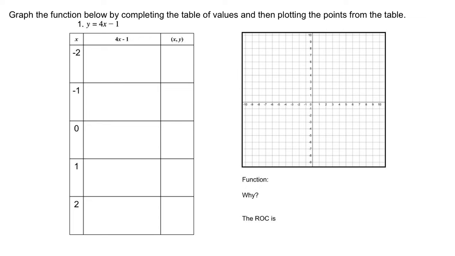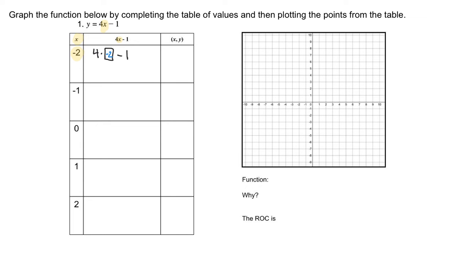So just like we did in our opener, we have to replace the x value with the given x values. That's what we're looking for. So everywhere there is an x, we're going to substitute the given x value into the equation. So here we have 4 times x minus 1. So our x value in this case is negative 2.